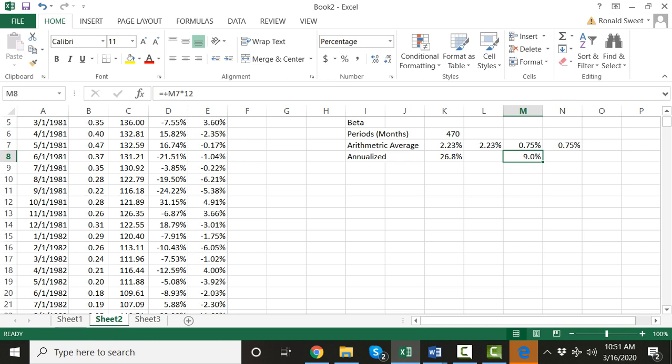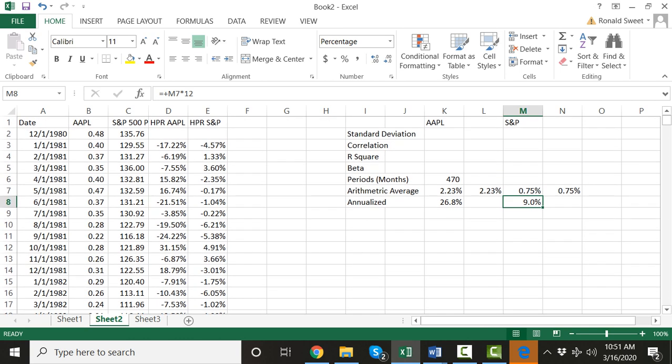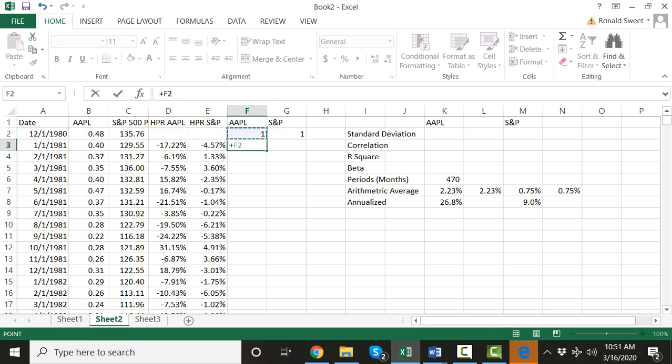So what can we do with these numbers? All right, we'll try the geometric next. The geometric's a little tougher because the math is really lengthy. So what we're going to do is pretend we have $1 invested in Apple and $1 invested in the S&P, and we'll take that dollar times 1 plus the return in the first month.